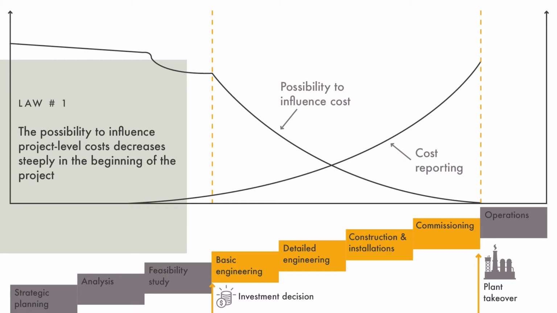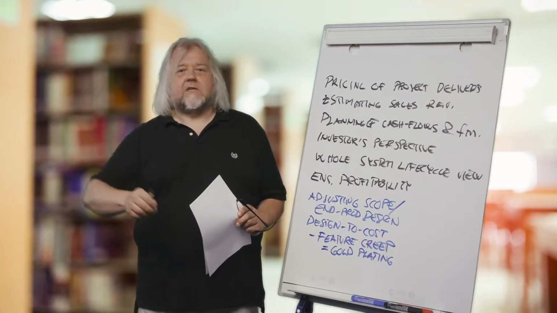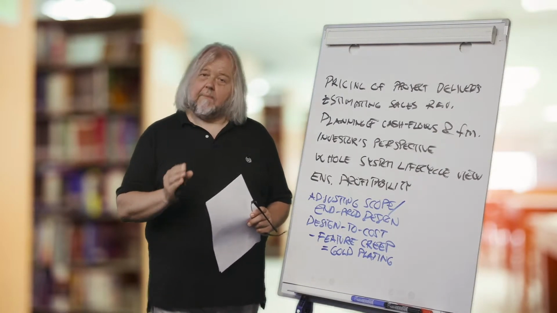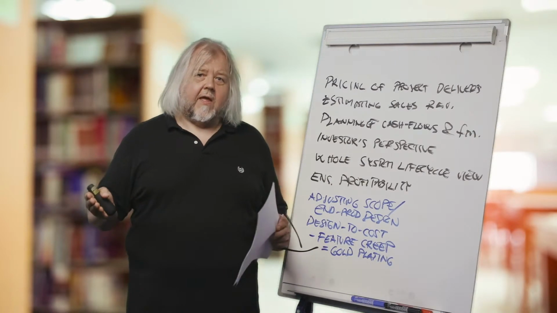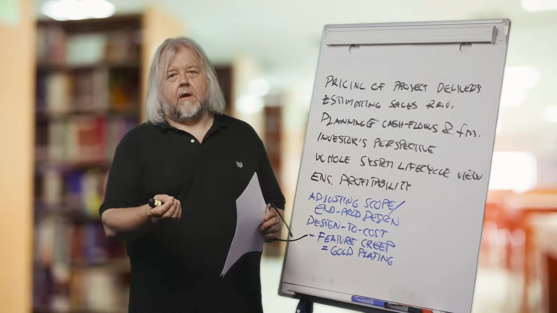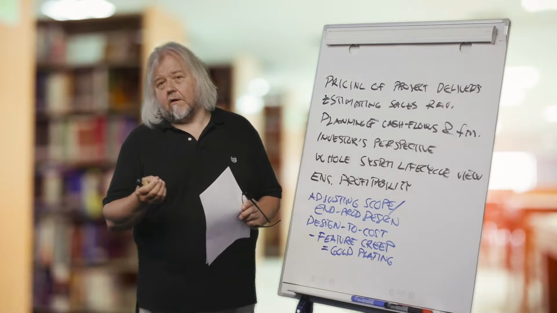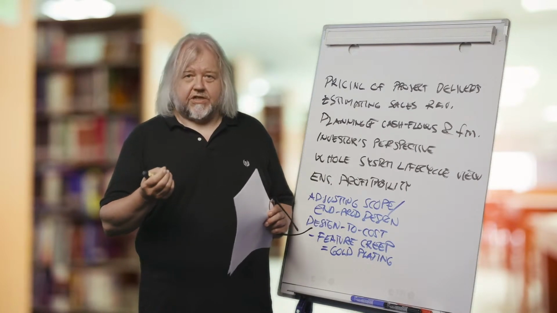The possibility to influence project level costs decreases steeply in the beginning of the project. And why is that? We are making so many important commitments, contracts, decisions in the very beginning of the project. For example, we are ordering the main equipment that have a long manufacturing time, and they are in the critical path, and that's why we must order them and make juridical contracts where we are committed to have those purchases.